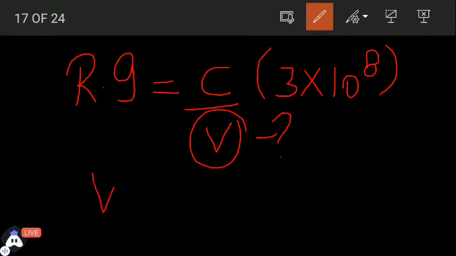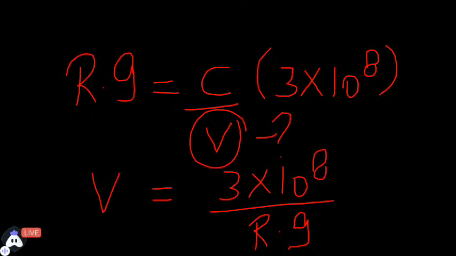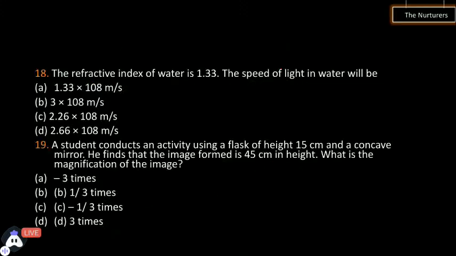You need to calculate V. So how can you calculate V? That is the speed of light in water. You need to divide 3 into 10 to the power 8 with the refractive index. Calculate and check it out which is the correct option suiting to you in the question. So proceed and tell me which is the correct option.